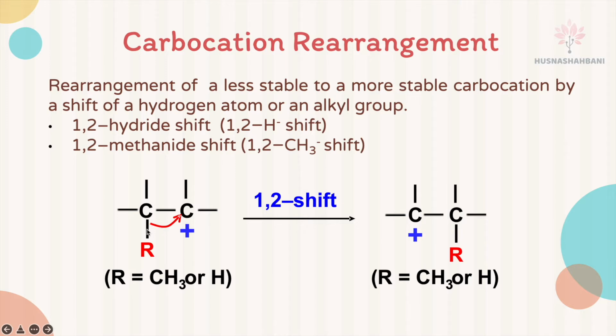So the shift is of an alkyl or hydrogen, methanide or hydride, from this one carbon to the other carbon, and the position of the carbocation is also changed, because the carbon here initially has 8 electrons, an octet, but when it shifts the hydride or methanide, it has less than 8 electrons, so the position of the carbocation also changes. So this is what we call a 1,2 shift, hydride or methanide.